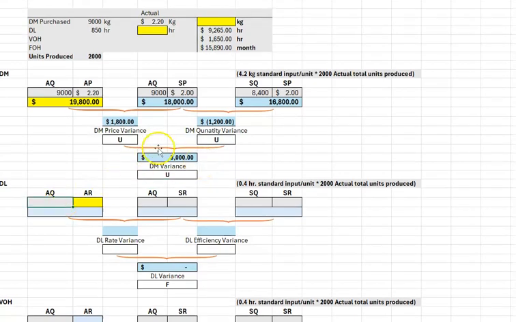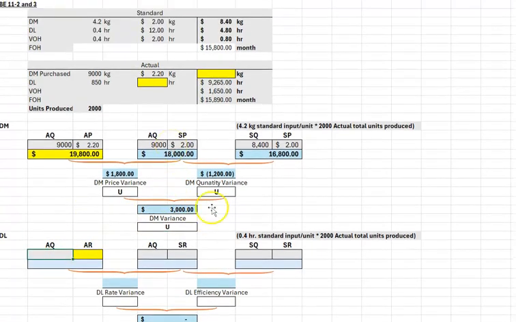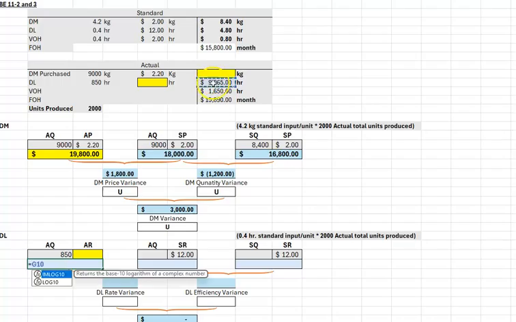Now for the direct labor, same kind of situation here, right? We thought that we were going to pay $12 per hour. Okay, so I'm going to put that information in first. Now, we're not given the amount that we actually paid per hour, but we are told we worked 850 hours and we actually paid out $9,265. So through that, I can calculate, okay, what did we actually pay per hour? And we actually paid $10.90 per hour.